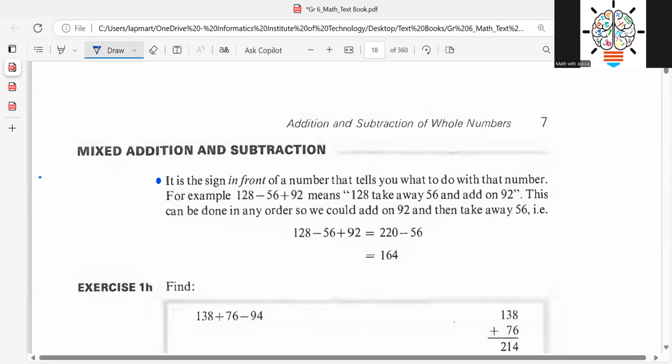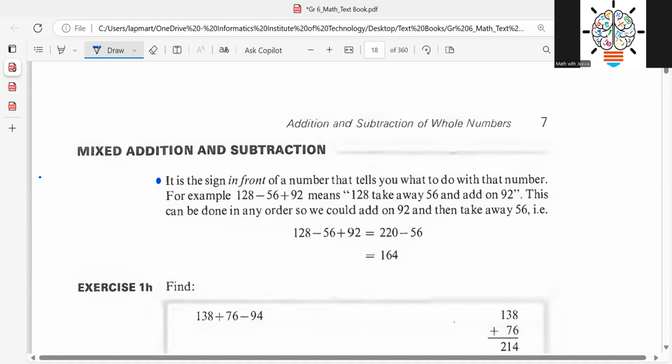For an example, here we have 128 minus 56 plus 92. So what does that mean? 128 take away 56 and then add 92, right? Because in front of 56, you have the negative sign. So then it is taking away. And in front of 92, you have the positive sign. That means you want to add, right?